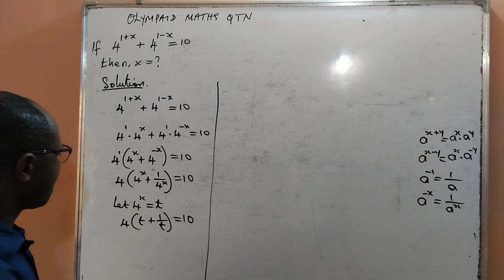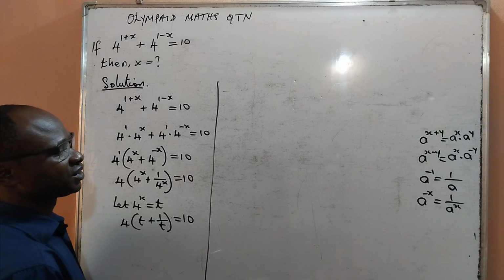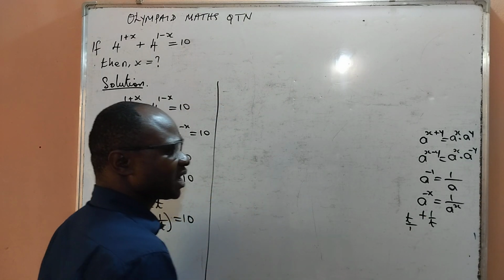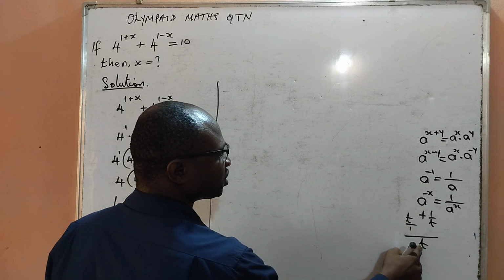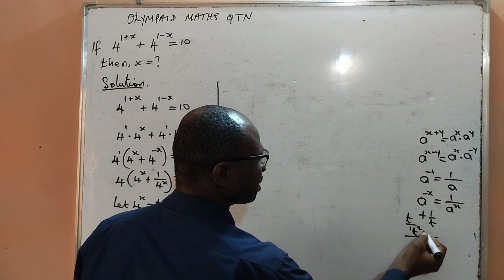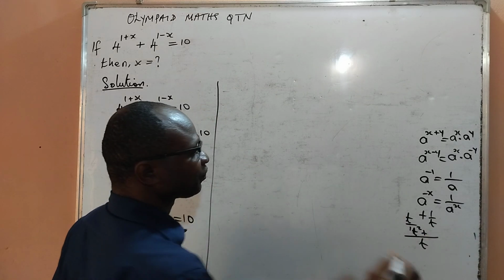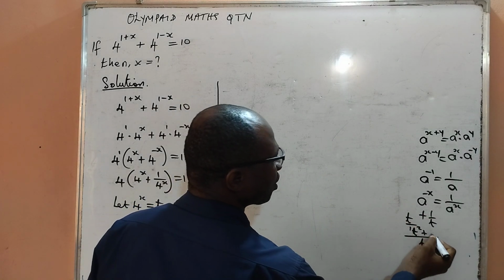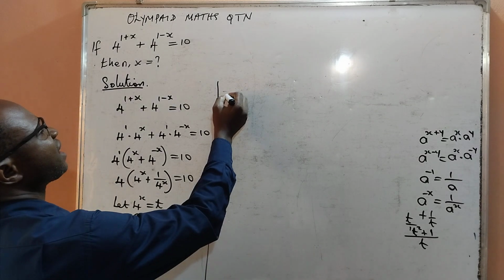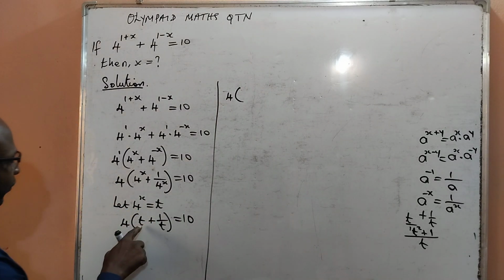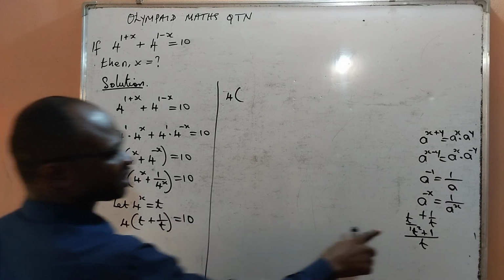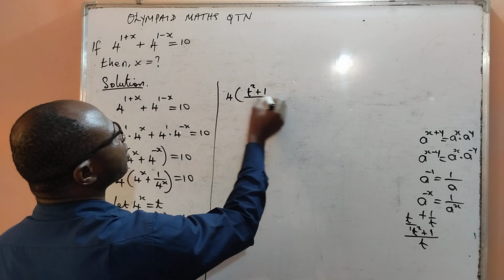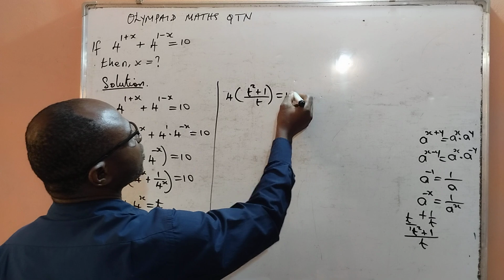From the bracket, I can have it written as t plus 1 all over t. Here the LCM is t. 1 into t is t, times t will give me t squared, plus t divided by t is 1, then multiply by 1 is 1. Therefore, we can now say that 4 into t plus 1 all over t can now be written as t squared plus 1 all over t, all equal to 10.